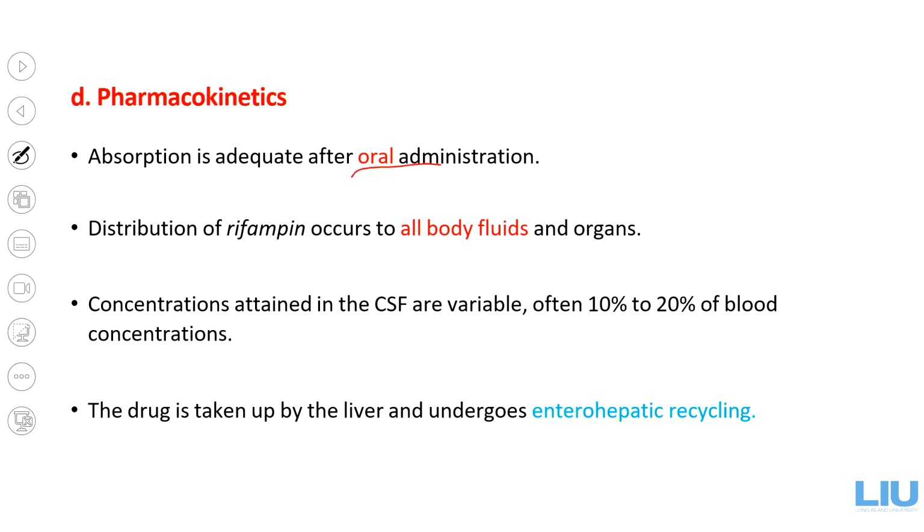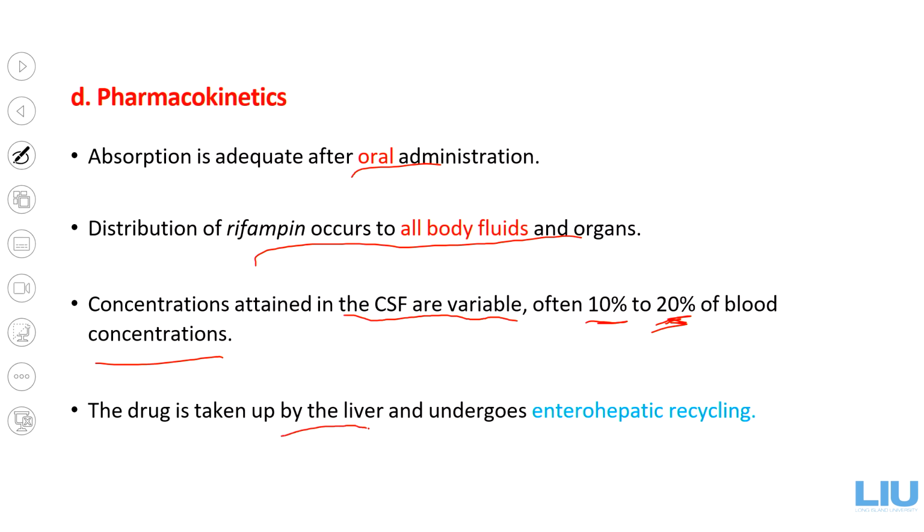Pharmacokinetics: orally administered, which is very nice. It goes to all fluids in the body. Concentrations are variable, often like 10 to 20% of the blood concentrations. So whatever concentration we have in the plasma, 10 to 20% of that will be in the cerebrospinal fluid, which is nice.